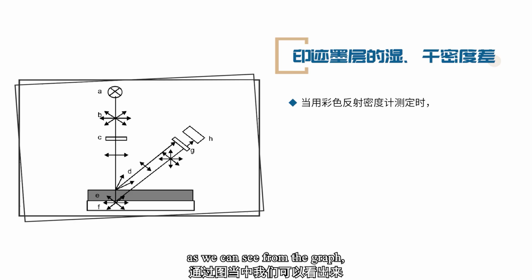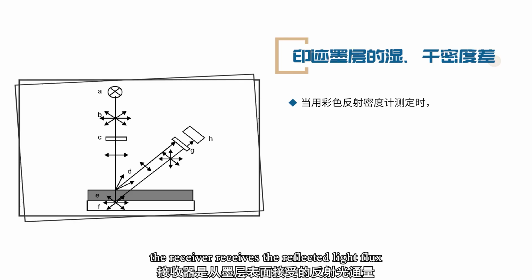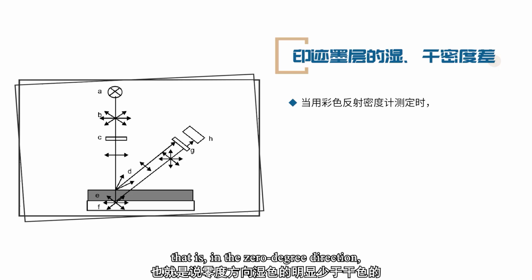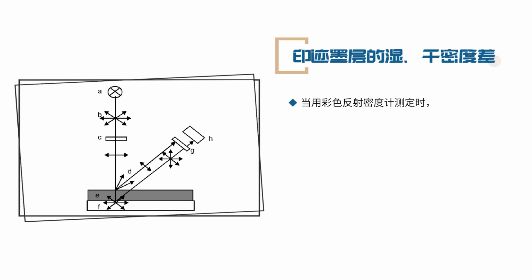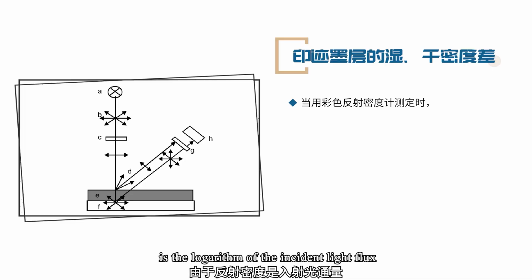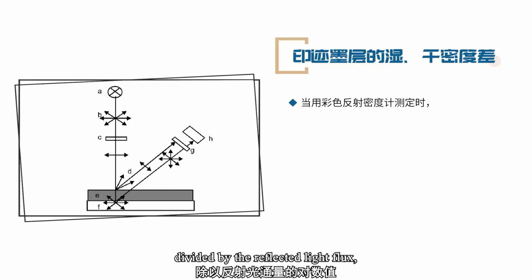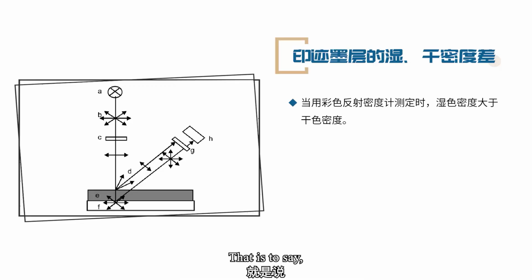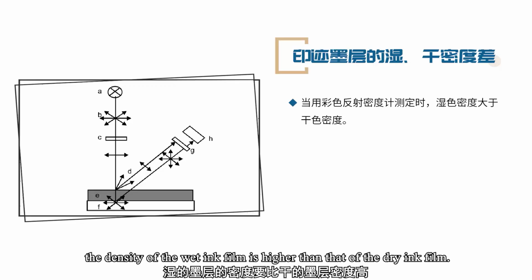As we can see from the graph, the receiver receives the reflected light flux from the surface of the ink film. That is, in the 0-degree direction, the wet color is significantly less than the dry color, since the reflection density is the logarithm of the incident light flux divided by the reflected light flux. The wet color density is greater than the dry color density. That is to say, the density of the wet ink film is higher than that of the dry ink film.